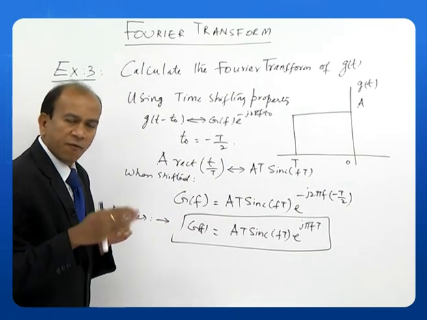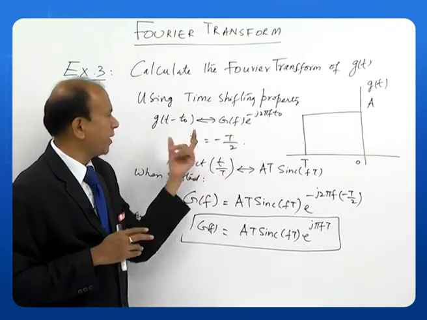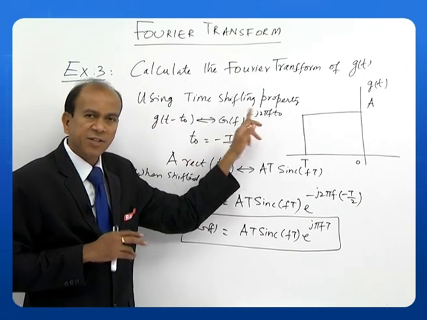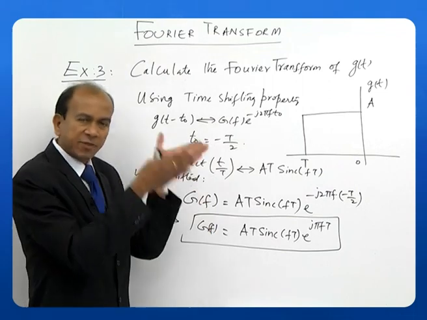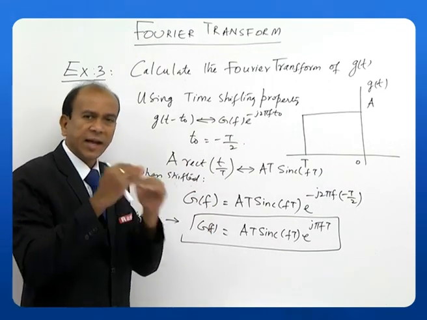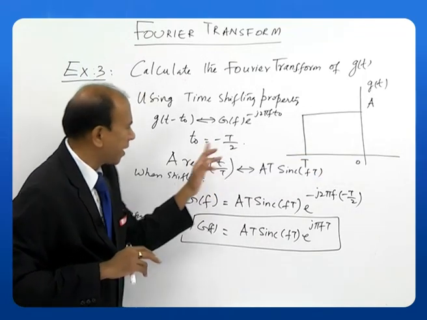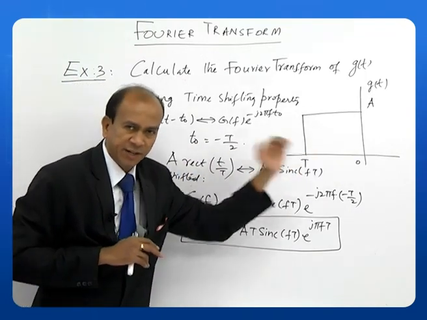Now, we know that the time shifting property says g of t minus t0 is equal to G of f times e to the power of minus j2 pi f t0. That is, the amplitude remains the same, whereas the phase angle is changing, right. Now, for us, what is the shift here? t0 is minus T by 2, because this is shifted to the left-hand side.